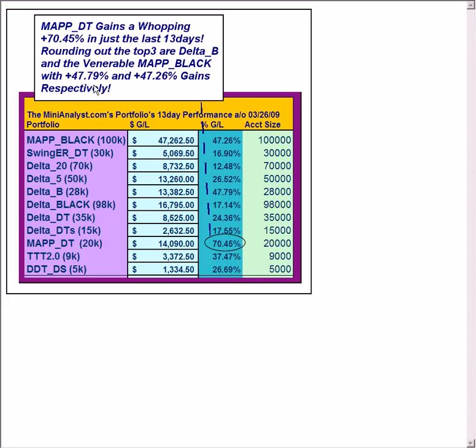Coming in at number 2 and number 3 are Delta B at 47.79%, and of course the MAP Black, our most diversified portfolio, putting in aggressive smaller portfolio gains of 46.26%.